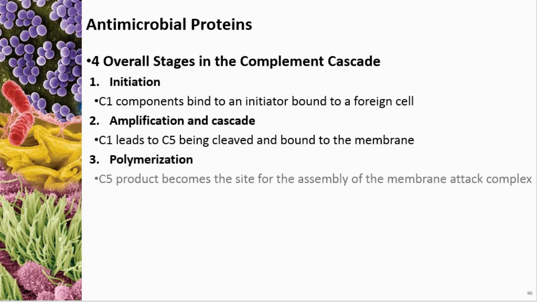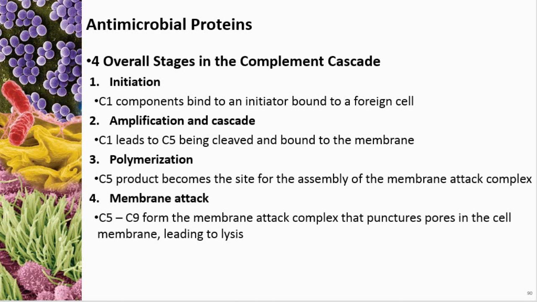That leads to polymerization, which is where we polymerize a bunch of C9s as well as C8, C6s, and C7s. But primarily we're going to end up with just C9s once this is all done, polymerizing and creating a chain which also binds to the surface of the bacterial cell. That is called membrane attack. In fact, what this thing forms is a membrane attack complex. And essentially it just creates holes in the membrane and causes the cell to be destroyed.